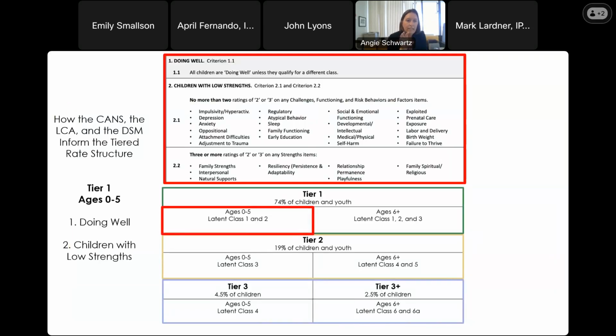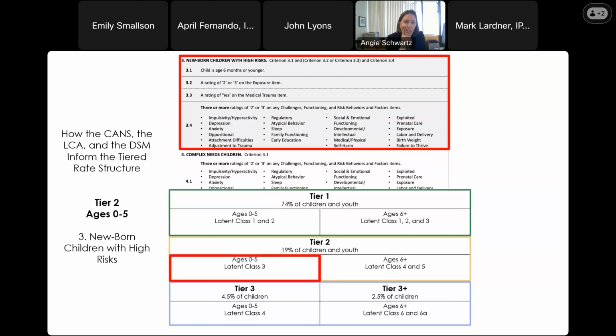Interposing these things together, you can see what Dr. Lyons described as the young people that are the 0 to 5-year-olds that are in latent class 1 and 2. Those are our young people 0 to 5 that are doing well or that have low strengths but no identified needs. Those are youth that fall within latent classes 1 and 2, and that would fall within tier 1 of our proposed rate structure. Next slide. Continuing on with the 0 to 5-year-olds, those newborn children with high risks are latent class 3, which corresponds with the children that are within tier 2 within our system. And next slide.